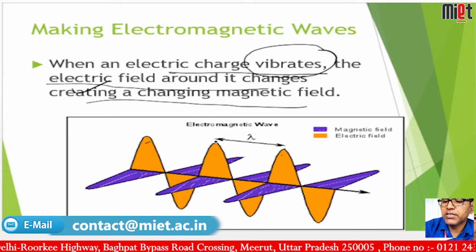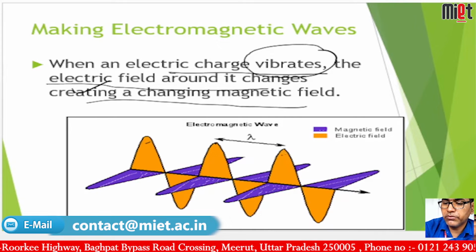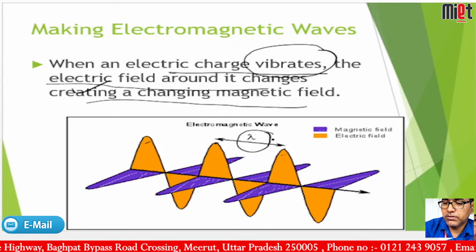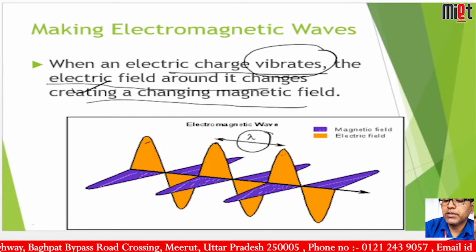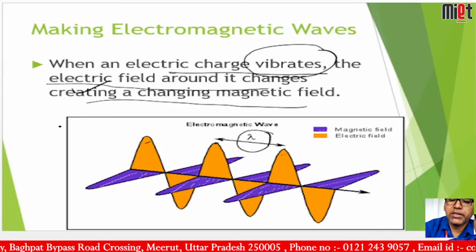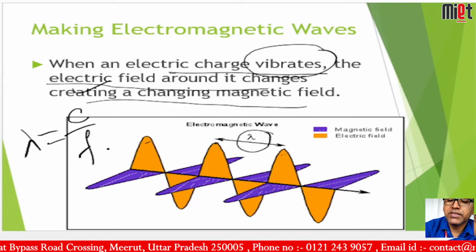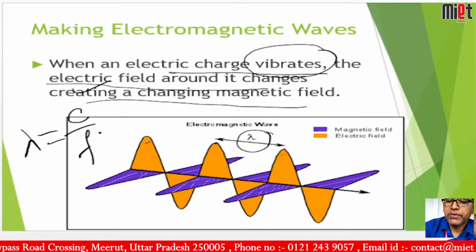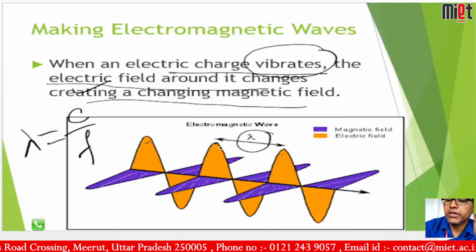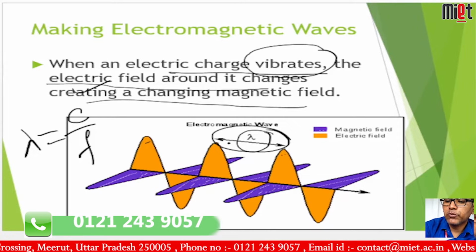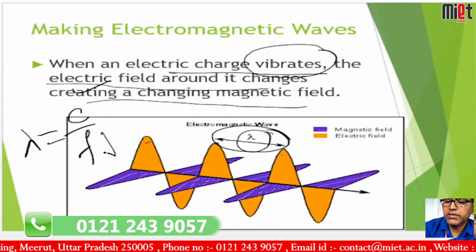The peak to peak distance of any wave is called wavelength, and wavelength is particularly dependent upon the frequency. The wavelength and frequency are related by the formula lambda equals c upon f. If frequency is high, wavelength will be low. If frequency is low, wavelength will be high. Means peak to peak distance will be low if frequency is high, and peak to peak distance will be high if frequency is low.